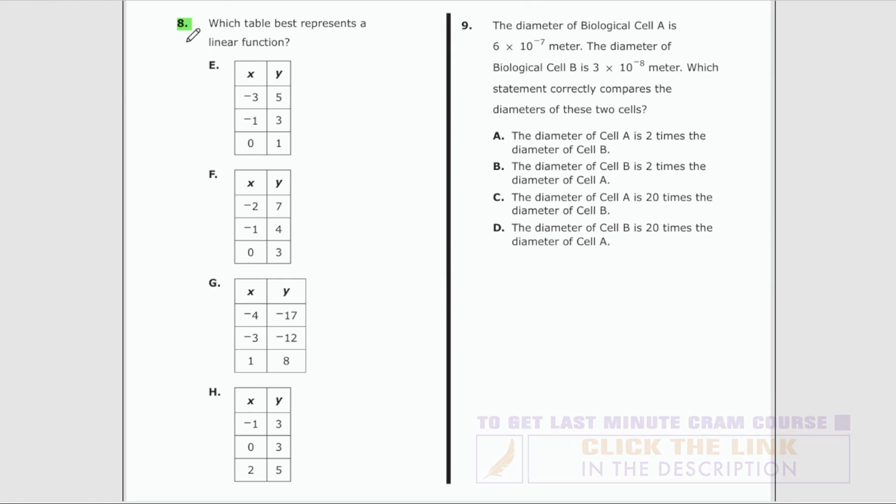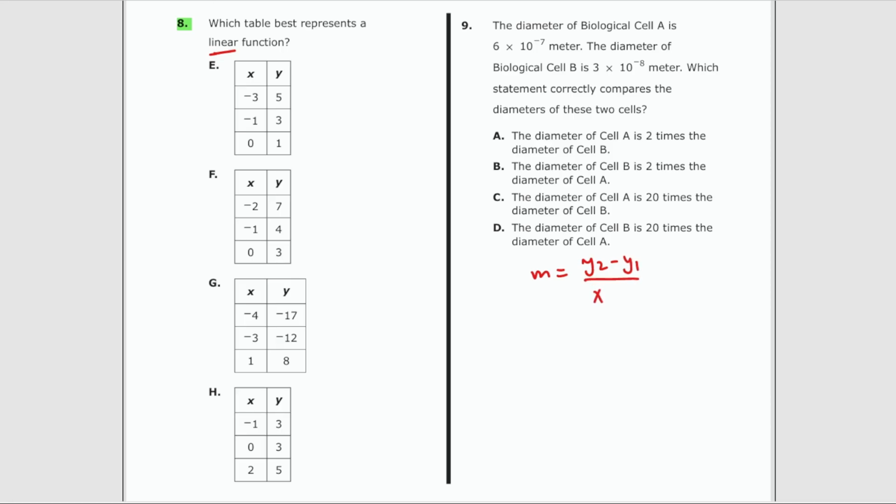Every single time we hear the word linear, for the most part, we look at the slope. The formula for the slope is very easy. M is equal to y2 minus y1 over x2 minus x1. Now, typically when the table is given, we need to make sure that both pairs of slopes are equivalent. Let me just tell you what I mean exactly.